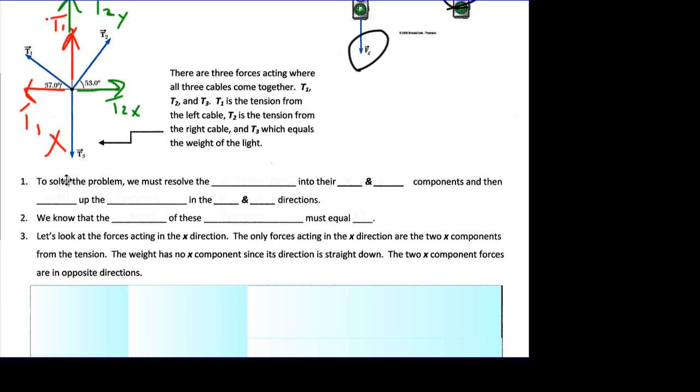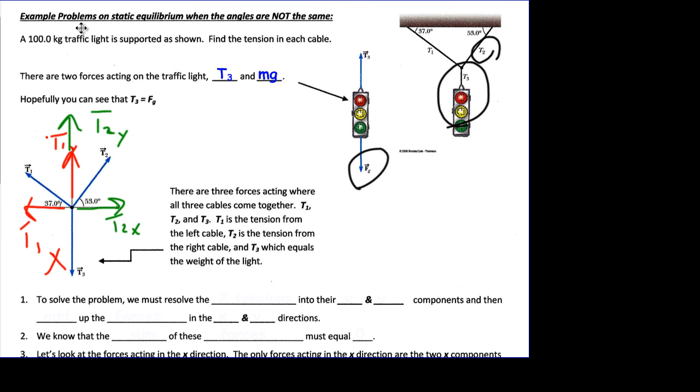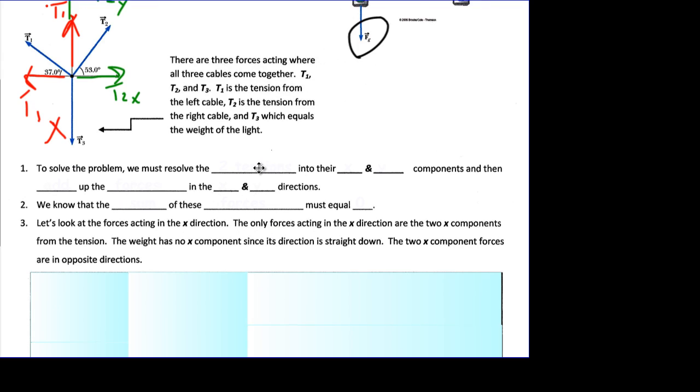Okay, so to solve the problem, we're looking for now T1 and T2. We already know T3 is not 100 kilograms but 1,000 newtons. So to solve the problem, we must resolve the two tensions into their x and y components, and then add up the forces in the x and y directions.